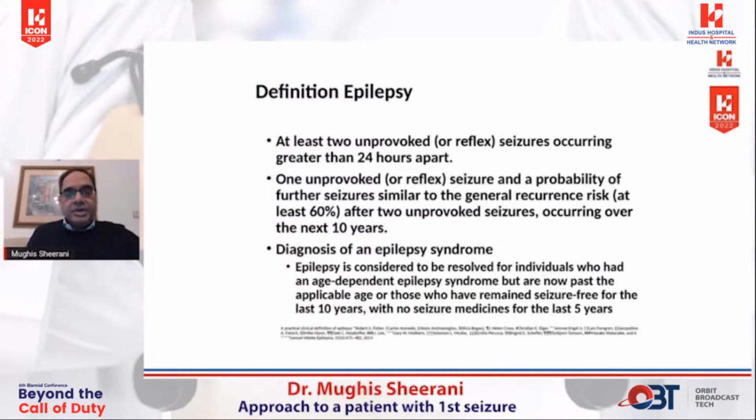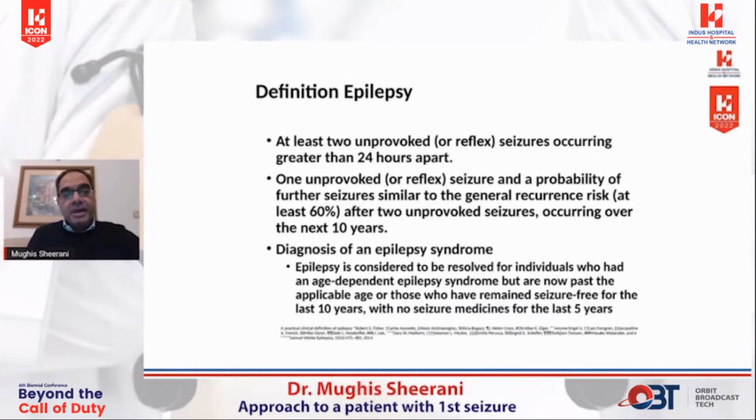These are the current definitions of epilepsy, and in this you will see that the previous definition was two unprovoked or reflex seizures occurring greater than 24 hours apart. So this was very standard. If you have two seizures, it would be called epilepsy. But today we were talking about a single seizure and first seizure.